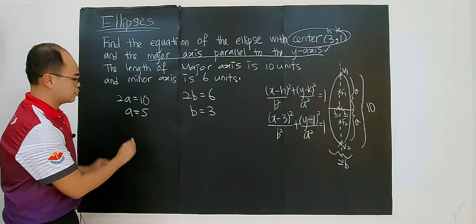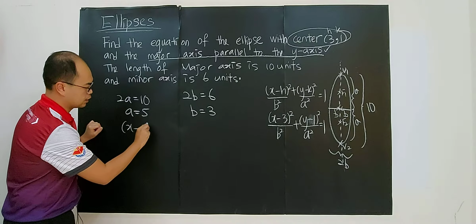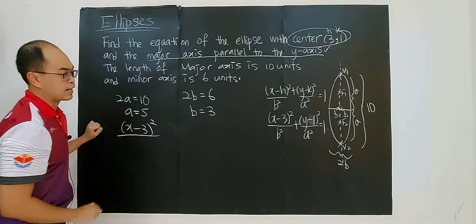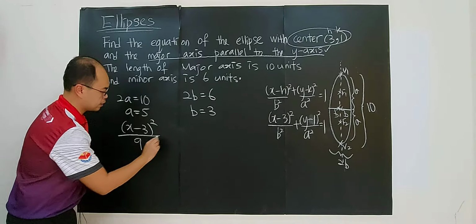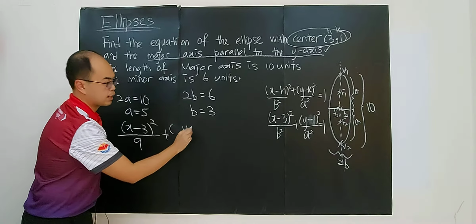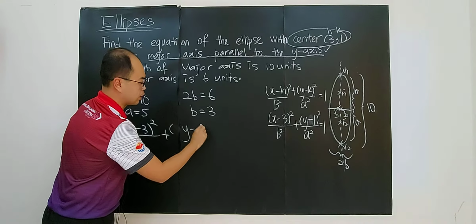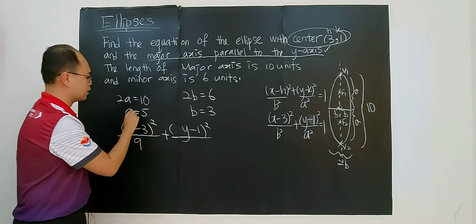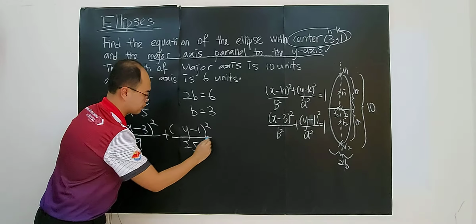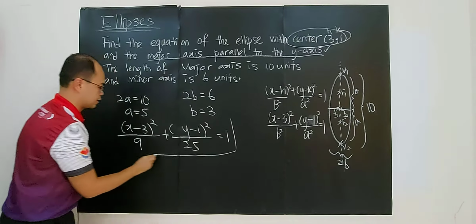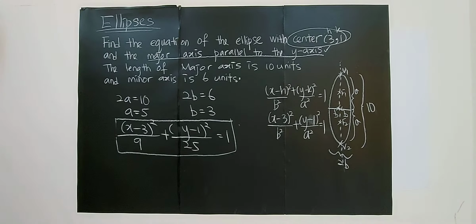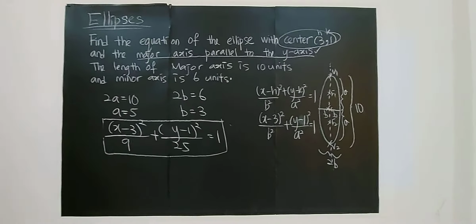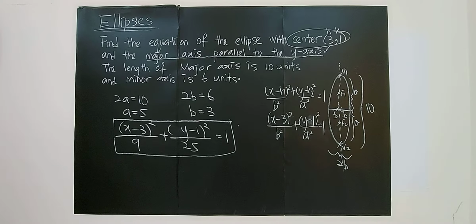Finally we know the equation of the ellipse, which is (x minus 3) square over b square, which is 9, plus (y minus 1) square over a square, which is 25, equals 1. This is the equation of the ellipse for this problem. All right, as easy as that. Hope you understand, and we go for more examples in the next video.